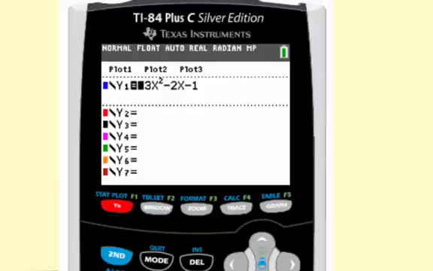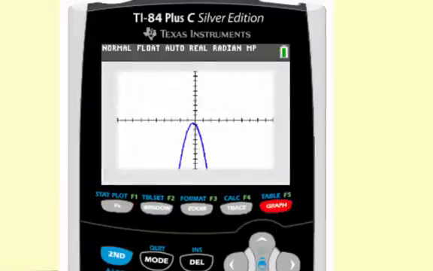So here I've entered the function already, and I'm going to press graph. And you can see here the parabola shows up pretty well. Notice that it does not cross the x-axis. It's always below. That means we're going to expect two imaginary solutions by doing the quadratic formula.